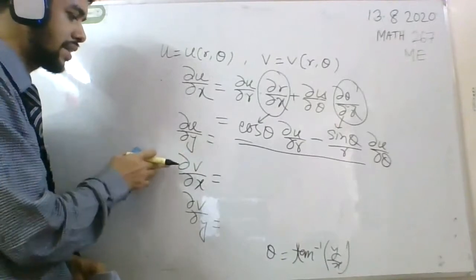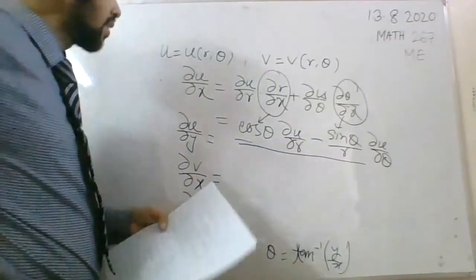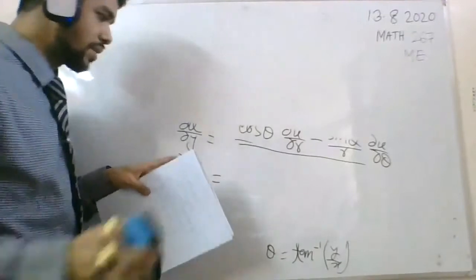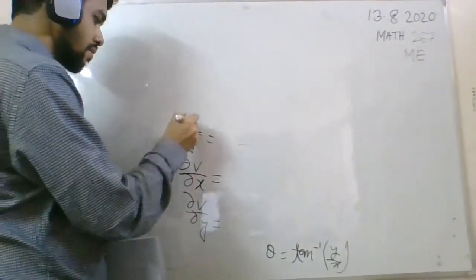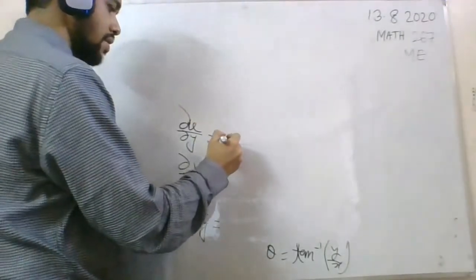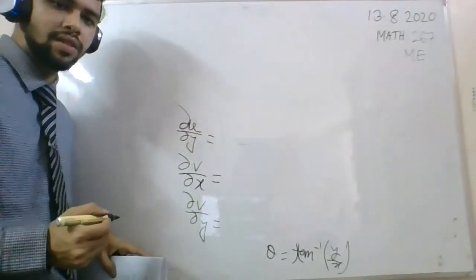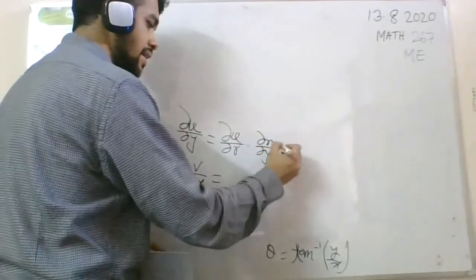Now just del u by del x, and after getting del u by del x, del u by del y, del v by del x, and del v by del y. So what will del u by del y be? Someone tell me. Del u by del y is del u by del r into del r by del y, and then del u by del theta into del theta by del y.